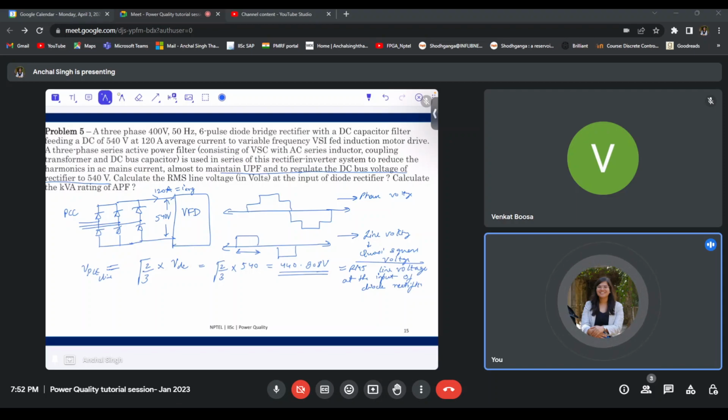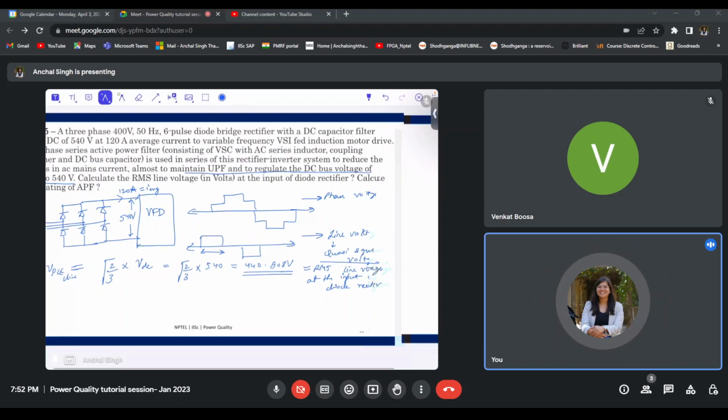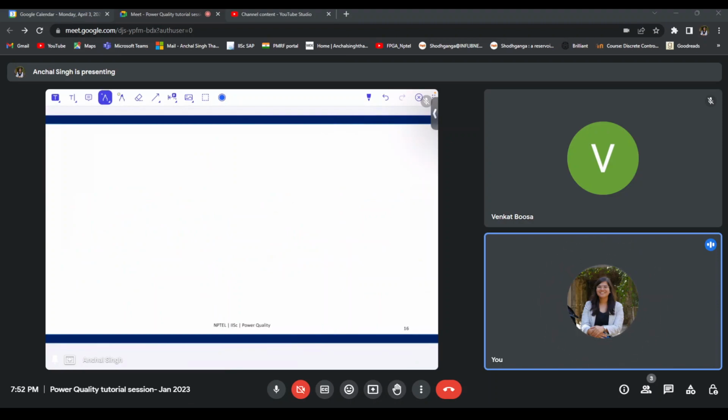Now the second part of this problem is to calculate the kVA rating of the active power filter. In order to calculate the kVA rating of this active power filter, we know that we have to find Vf and If. Now Vs, that is the phase voltage, is equal to the line voltage by root 3, which is equal to 230.94. And in order to calculate Vf first, we know that this is a stepped waveform.